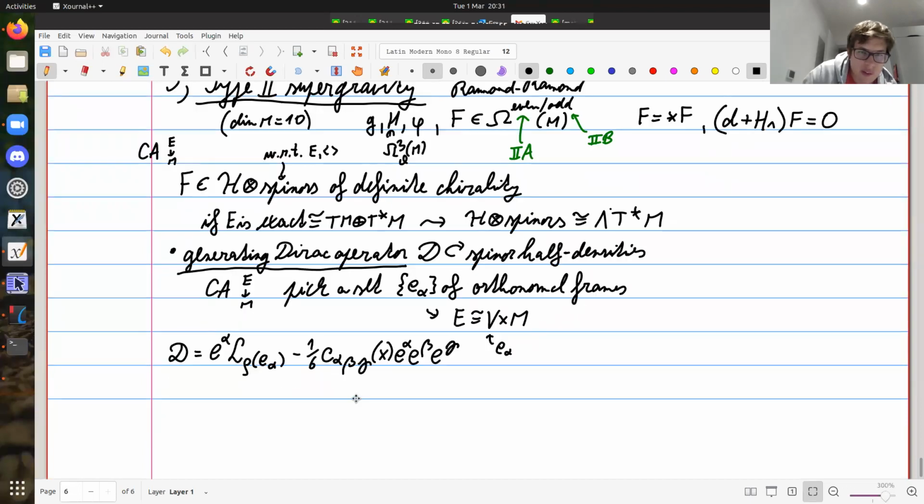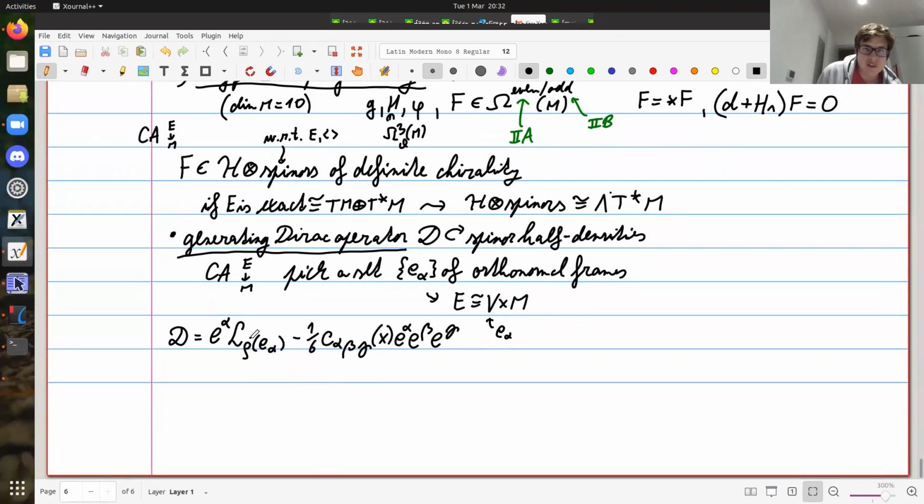Here, first of all, this curly L is the Lie derivative. Indices are lowered and raised using the metric of the Courant algebroid, the canonical pairing. And this C_alpha beta gamma is by definition the inner product of E_alpha, E_beta, and E_gamma. So these are the structure functions of the Courant algebroid. And this product here is a product in the Clifford algebra.